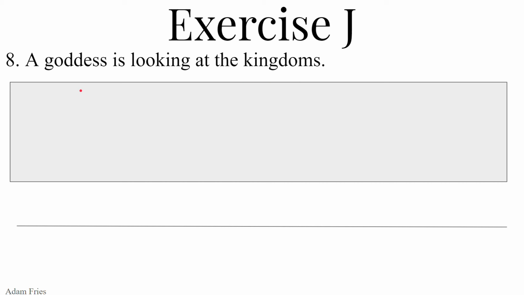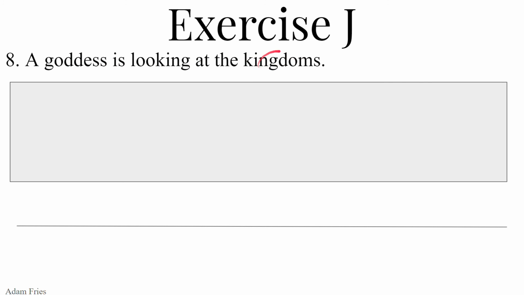8. A goddess is looking at the kingdoms. A goddess is looking at the kingdoms. So a goddess, that's going to be our subject of our verb is looking. So nominative singular of dea, feminine. Wonder what that could be. So dea is looking. Who is looking? She is looking. Third person singular, so we want the T ending, of specto, spectare, spectavi, spectatus, so spectat. Dea spectat, and she's looking at the kingdoms.